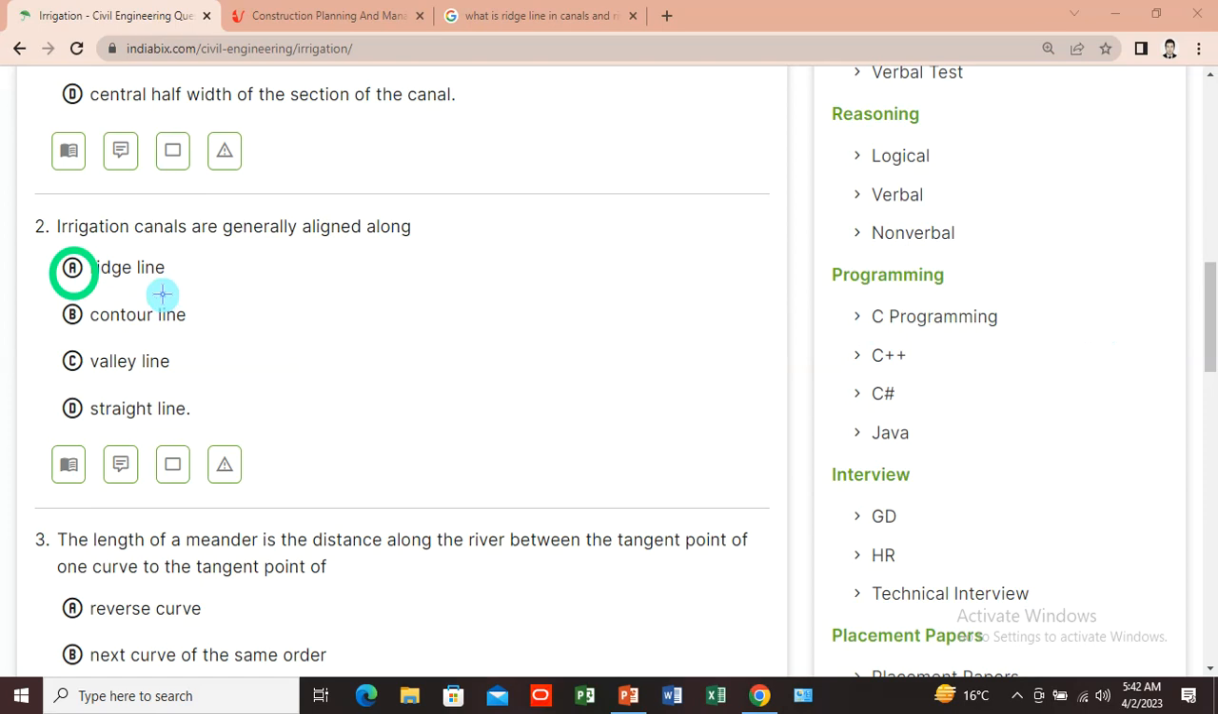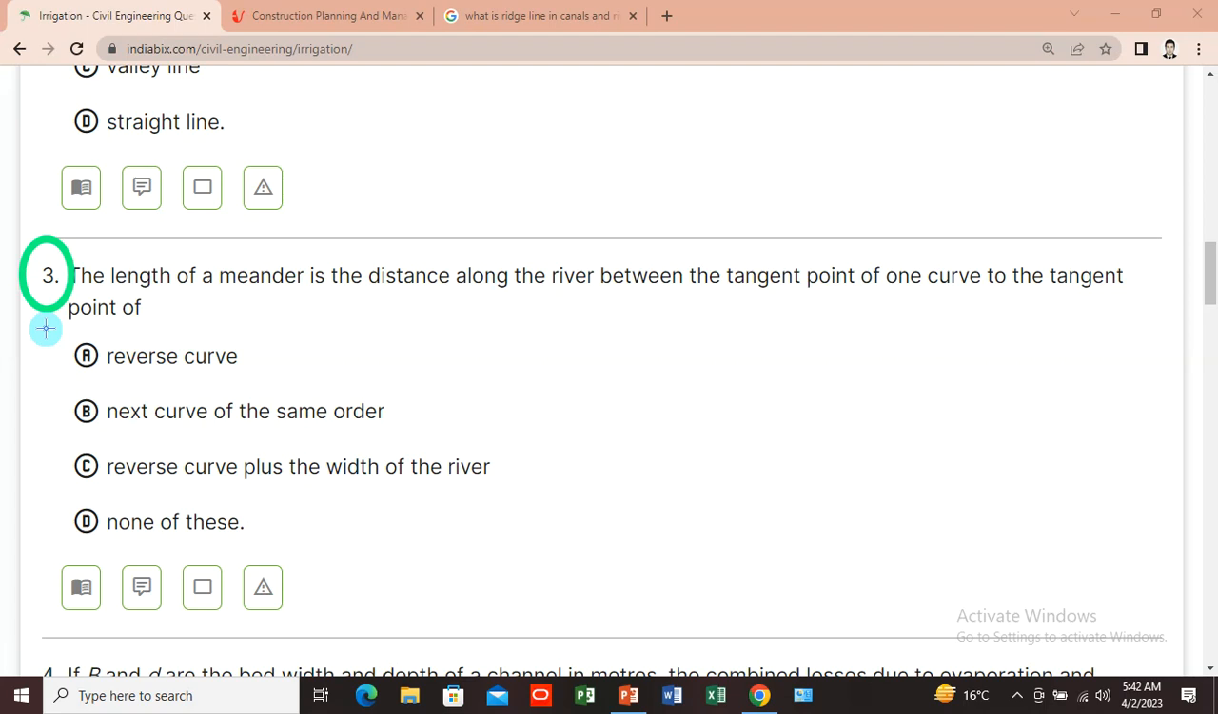All right. Question number 3: the length of a meander is the distance along the river between the tangent point of one curve to the tangent point of the reverse curve, next curve of the same order, reverse curve plus the width of the river, none of these. So which one is correct? What do you think, guys? Answer this if you can.